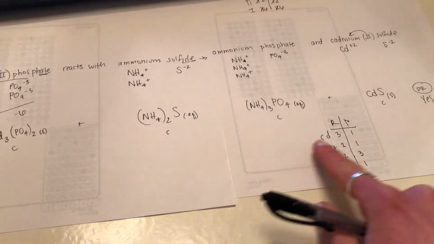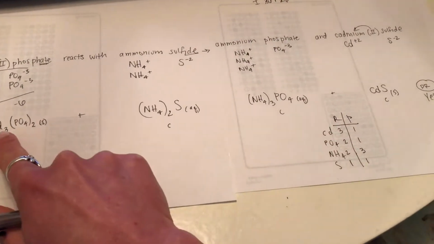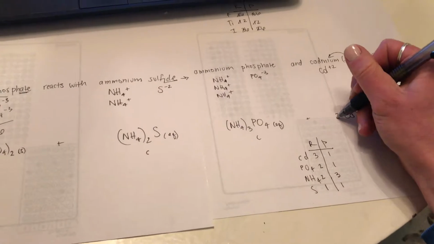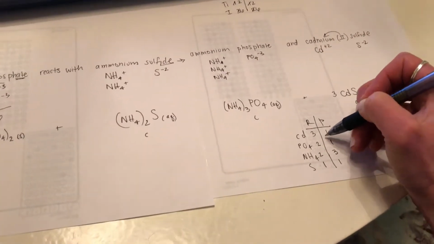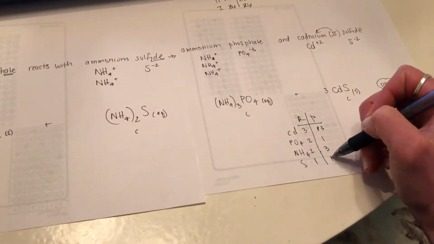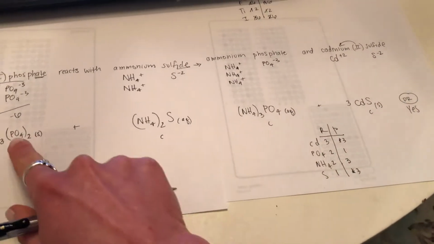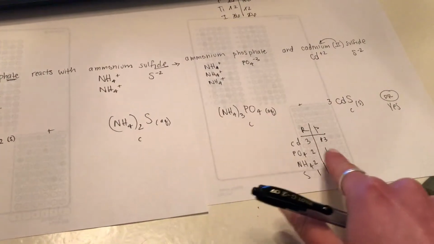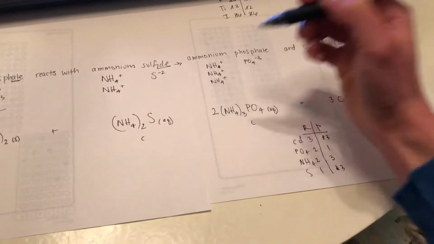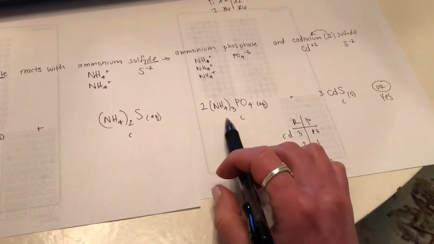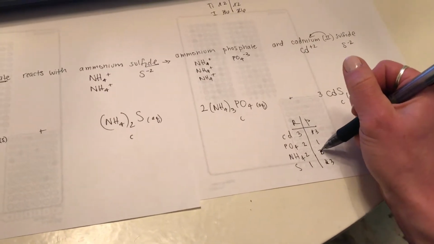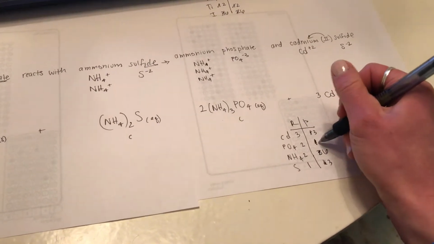Okay, so let's balance the cadmiums first. I've got 3 here, so let's put a coefficient of 3 right here. That'll change this to a 3 and this to a 3. Let's just go on down the line. I have 2 phosphates here and just 1 here. So let's put a 2 right here. That'll give me now 6 ammonium on this side and 2 phosphates.